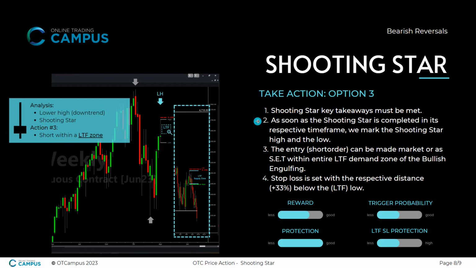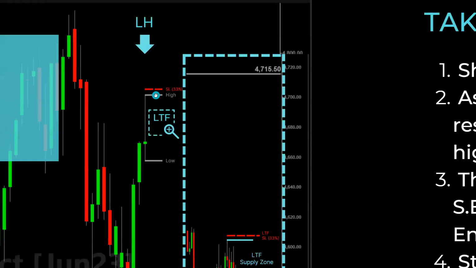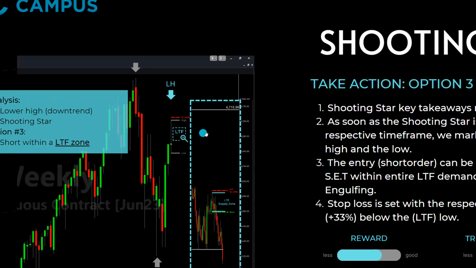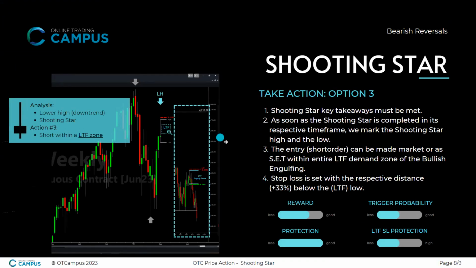As soon as the shooting star is completed in its respective time frame, we mark the shooting star high and the low. Same here also, right? Steps 1 and 2 are always the same, the high and the low. But now this is tricky. The entry, our short order, can be made market or a set within the entire lower time frame.